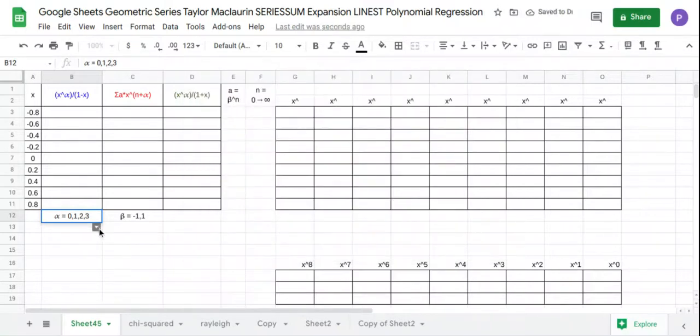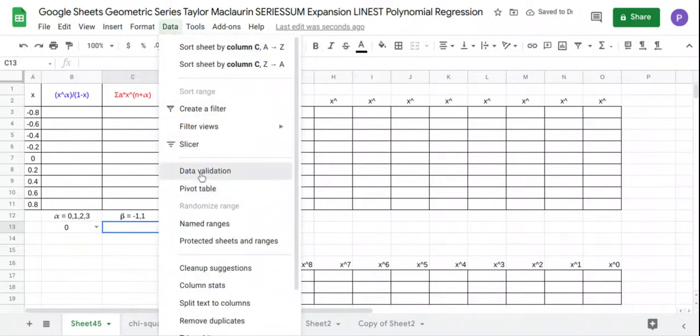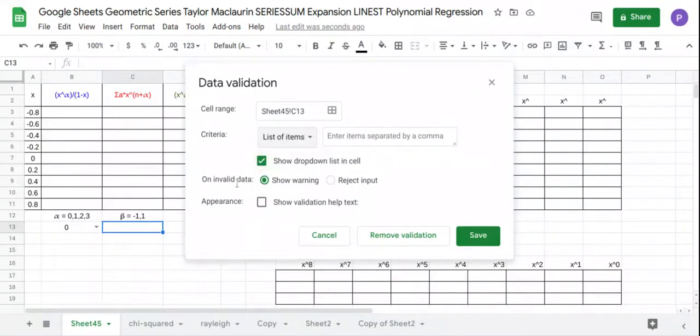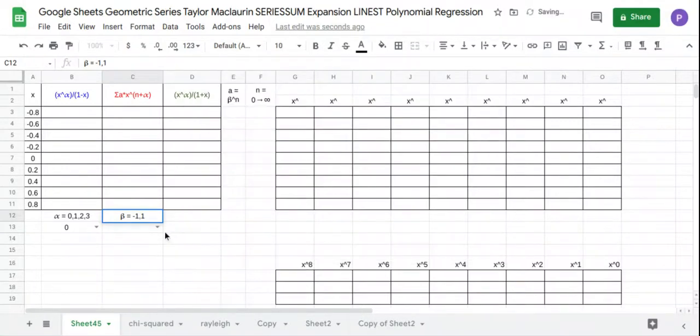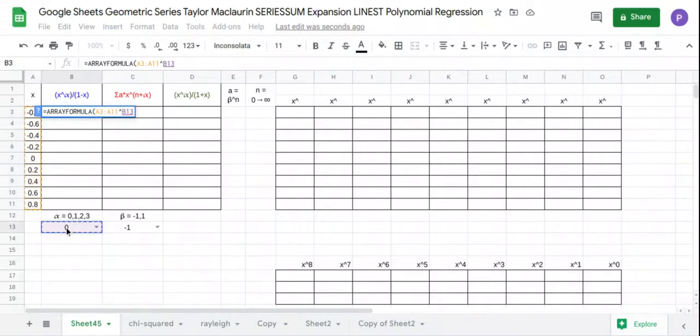And our beta, so we begin with 0. Our beta will be data validation, list of items, -1 or 1. So values of beta, -1 or 1. We start with -1. So this will be our formula of the x raised to the power alpha divided by the quantity 1 minus x.